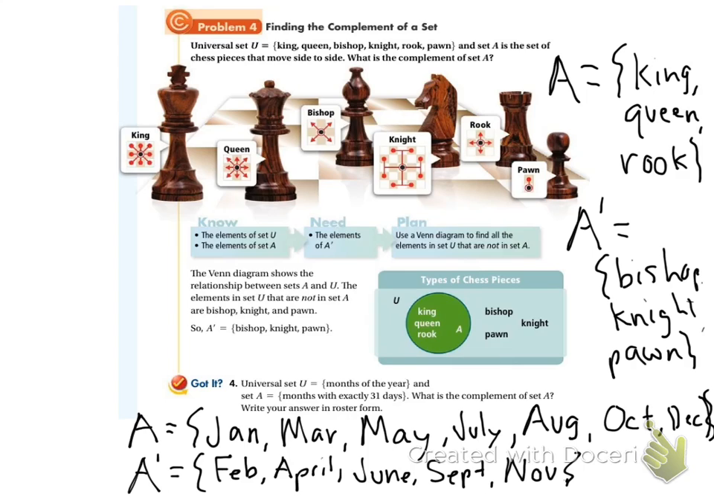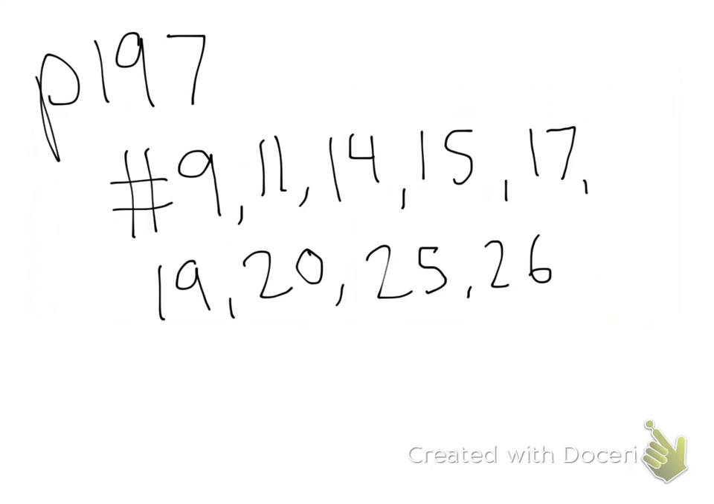And you should use every item that was in your universal set. So I should have 12 items total. I'll count with dots. 1, 2, 3, 4, 5, 6, 7, 8, 9, 10, 11, 12. So I got all of mine. And there you go.